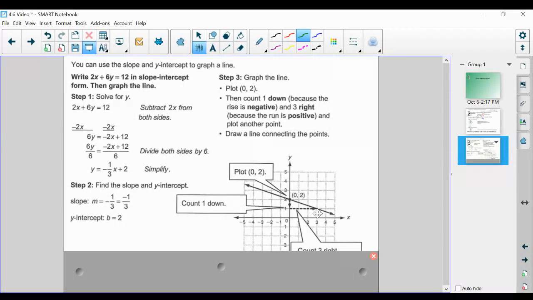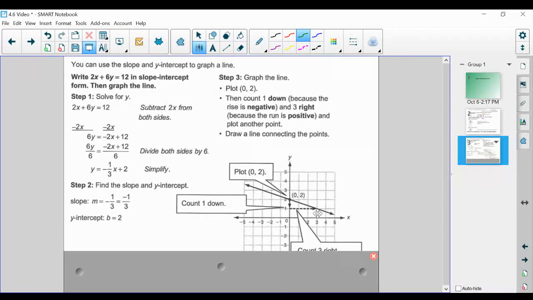This is going to be much quicker to graph linear equations in slope-intercept form than it is in any other method that we have done thus far. The more that we practice this, the better off we're going to be, and we're going to practice, practice, practice.